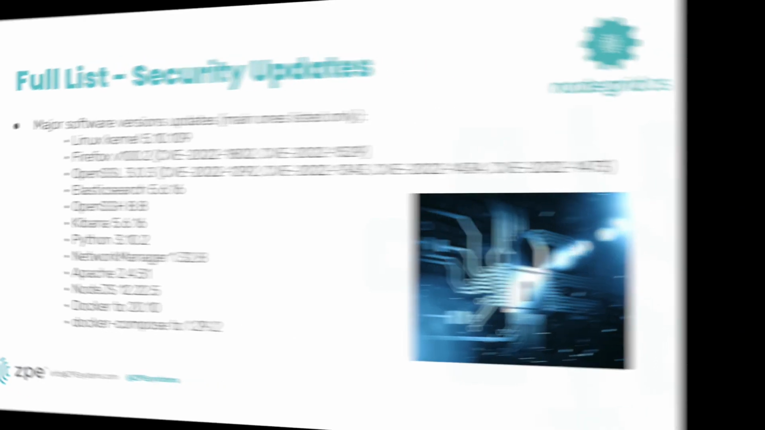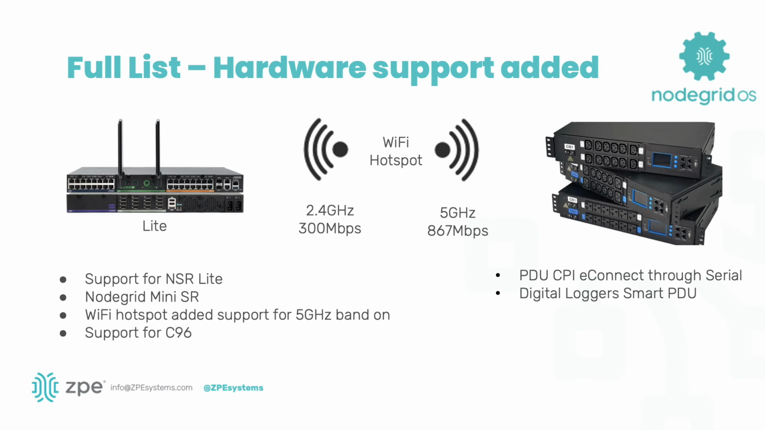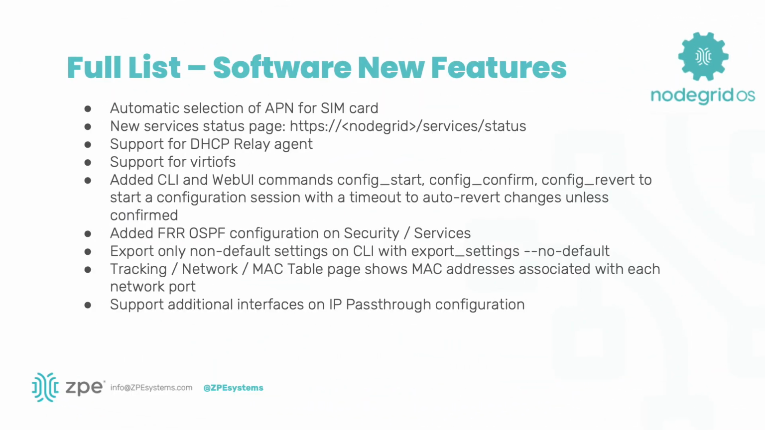To close out our review of the Nodegrid 5.6 release, we will go briefly through a full list of the new features. You can find them again in our release notes, and I would strongly recommend that before you do a firmware upgrade, you go through the release notes to clearly bring you up to speed on what the new features are and how to do the firmware upgrade.